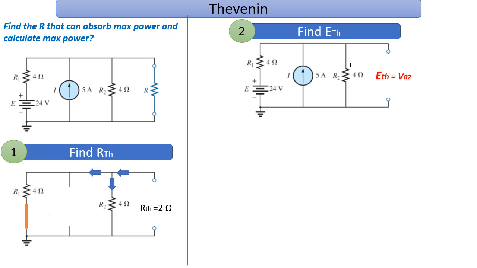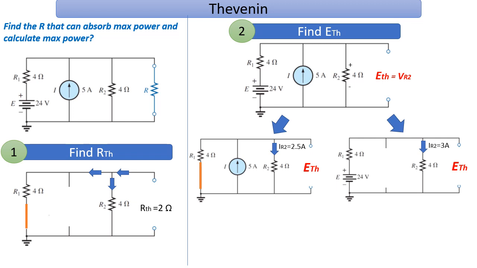And to find VR2, we need superposition here because we have two sources. So we will have two circuits. In the first circuit, we will enable the current source and short the voltage source, as you can see here. And in the second circuit, we will open circuit the current source and enable the voltage source. Looking at the first circuit, the current, which is 5 amperes, will split between 4 and 4 ohms. So the current in R2 will equal 2.5 ampere. And for the second circuit, the current in R2 will equal 24/8, which is 3 ampere.